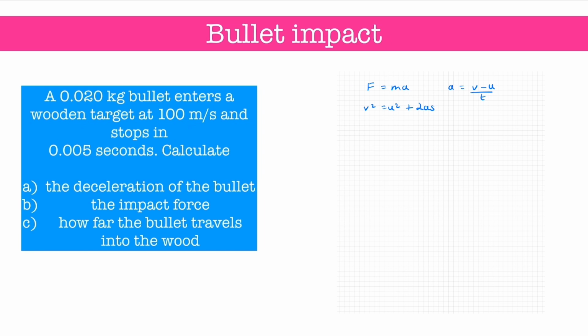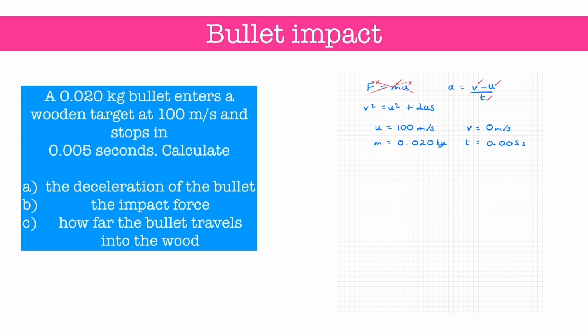To select the right one, let's have a look at the values given in the question. We have u is 100 metres per second, v is 0 metres per second as the question says the bullet stops. We also have mass is 0.02 kilograms, and the time for the impact is 0.005 seconds. So in F equals ma we have the mass, but not the force or the acceleration. So it's not F equals ma, as we need all of the values in the equation apart from a.